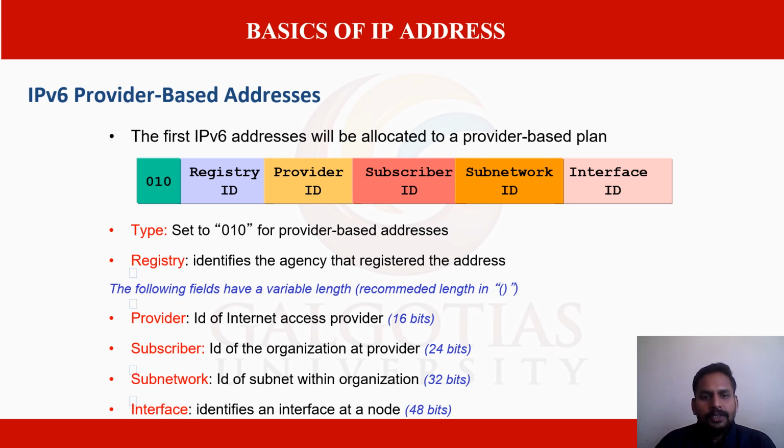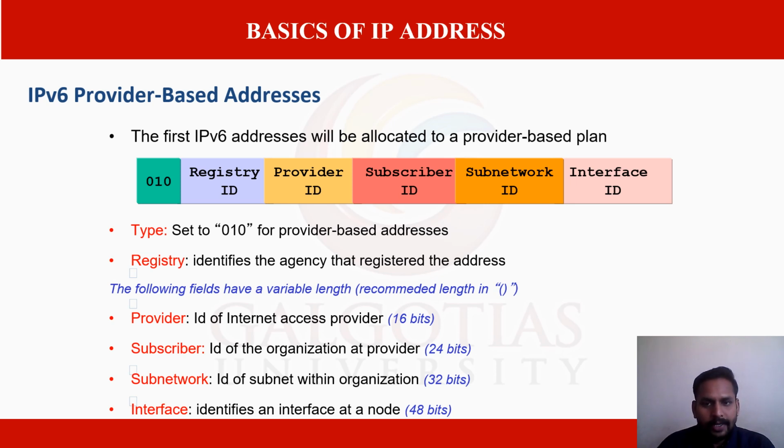And then the next field is the registry ID, where we can understand which agency has registered this IP address. After that, the provider ID. This is the ID used for identifying the service provider for this registered IP address. After that, the subscriber ID. The subscriber ID is something like a server. Whenever the client makes some request, the server has to respond. If the server gets your request and starts to process it, that machine is the subscriber machine, and that ID will be attached here.